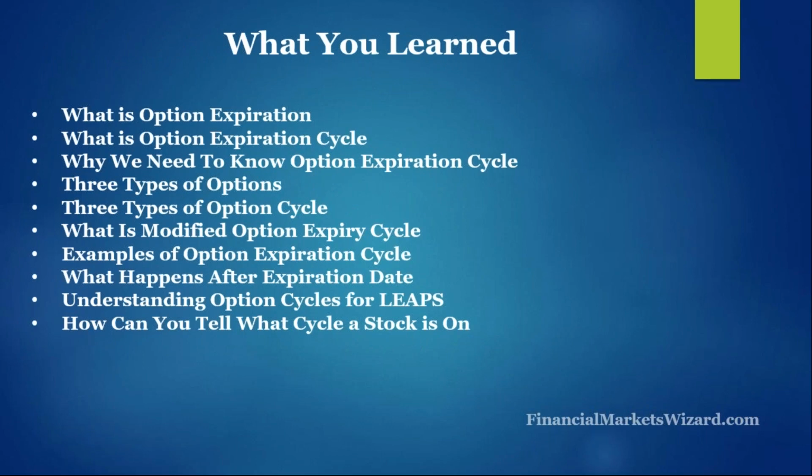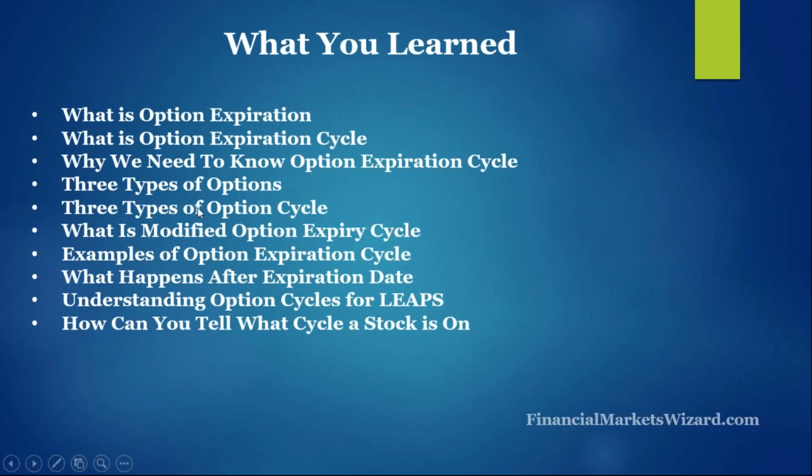So in this presentation, you learned what option expiration is. We know an option expires at a certain date. We know what an option expiration cycle is. There are 3 cycles: January, February, and March. Why do we need to know the option expiration cycle? Because then we can plan our trade and take appropriate strategies. We are not trading in the dark. We know which month is coming, which month will be added, etc.